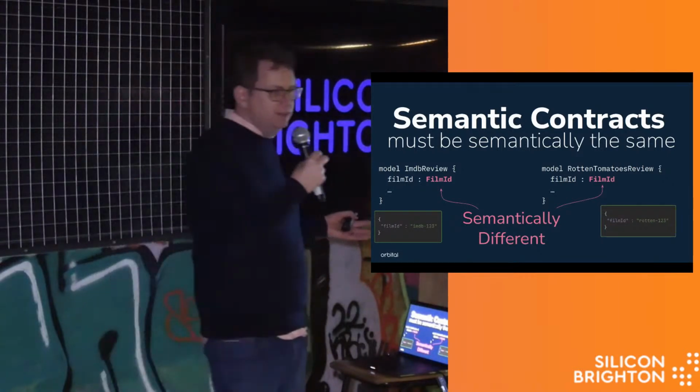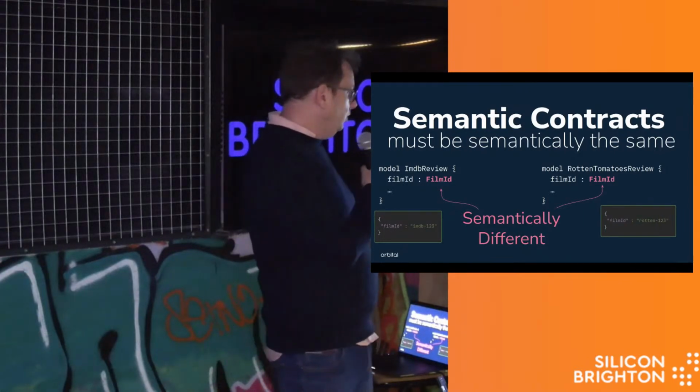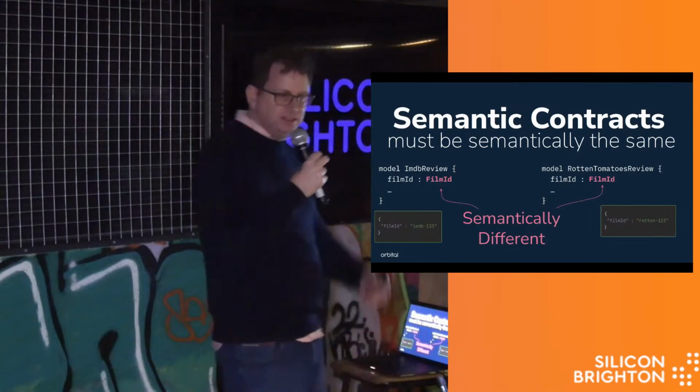The semantic contract in this space is saying, I will tell you the ID of a film within the IMDb world. That's its semantic contract.